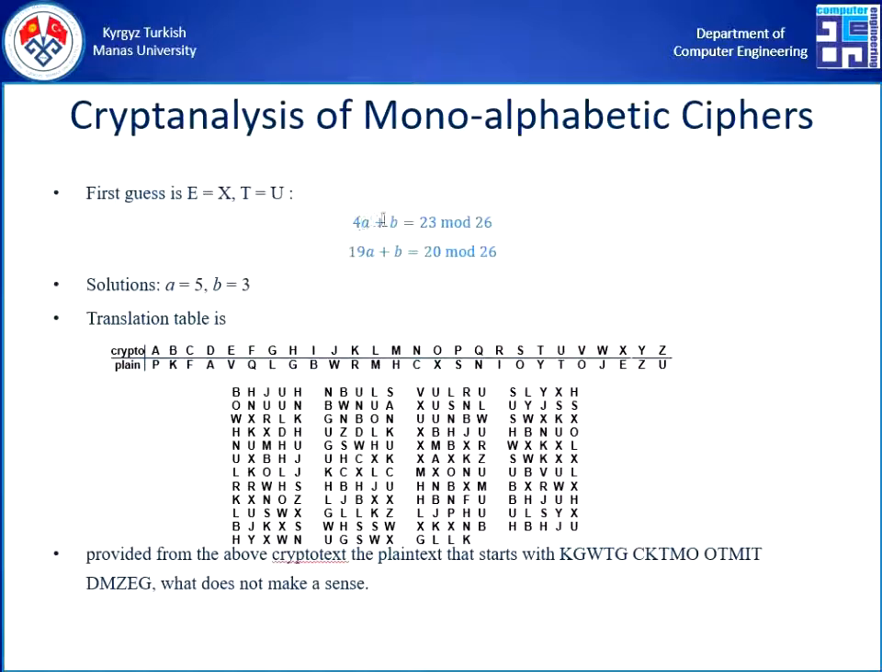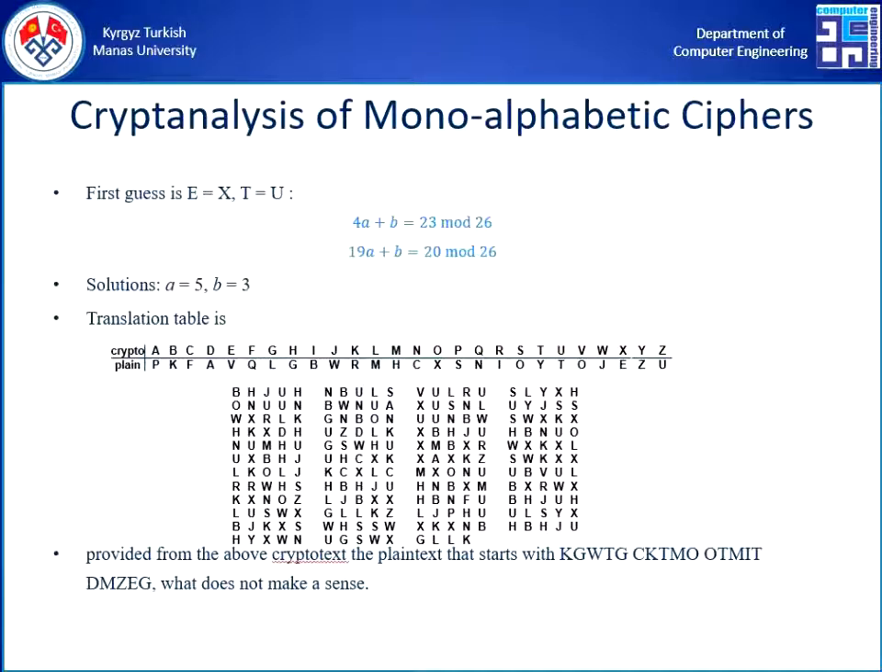Our equation becomes like this. By subtracting the second equation from the first one and doing the simple math, we can deduce that a is equal to 5 and b is 3. With this key, we can make our translation table. So if we use this key, then A is encrypted to P, B is encrypted to K, and so on.